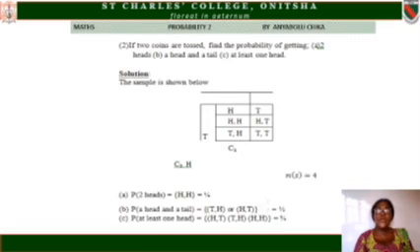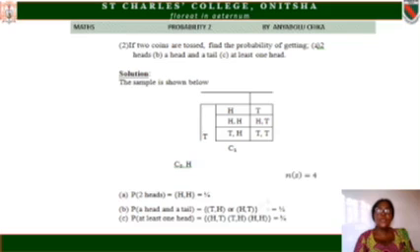Example 2. If two coins are tossed, find the probability of getting A, 2 heads, B, a head and a tail, C, at least 1 head. Solution. The sample space is shown below. You have coin 1, you have coin 2. They are tossed at the same time. The sample space: head head, head tail, tail head, tail tail.